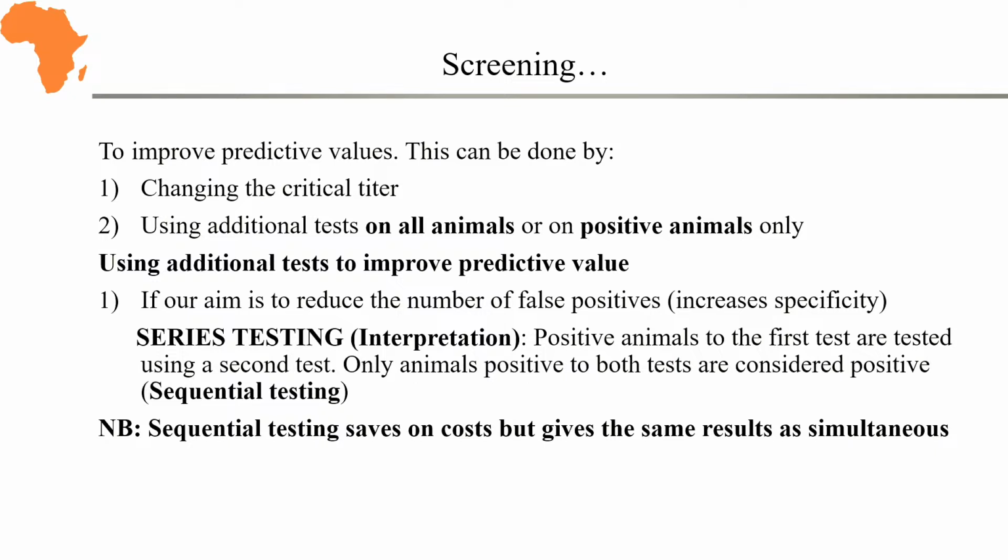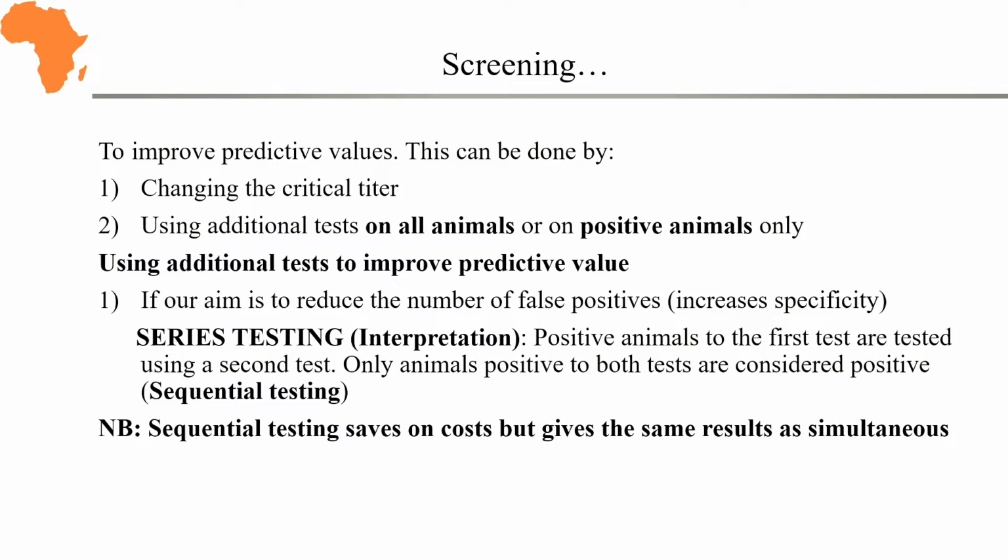So, where positive animals, when I say animals, I call individuals. I'm a vet, so I'm biased towards animals. To the first test, as tested using a second test, only animals positive to both tests are considered positive. So there's what is known as a series interpretation or series testing. So, testing in series, like the physics battery. Those of us who did physics in high school. Series you connect, parallel.